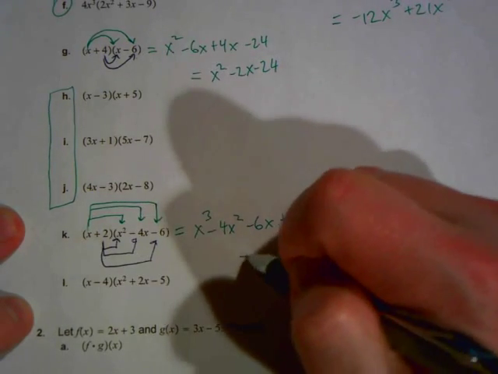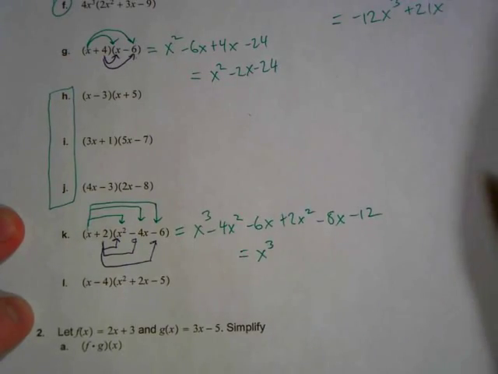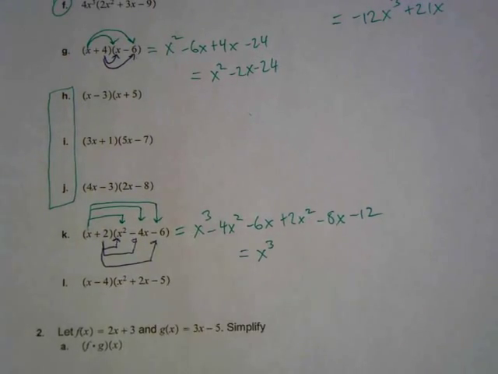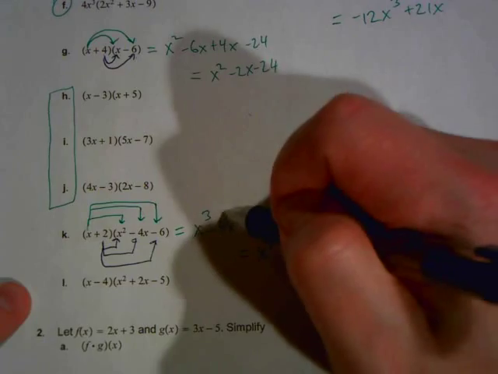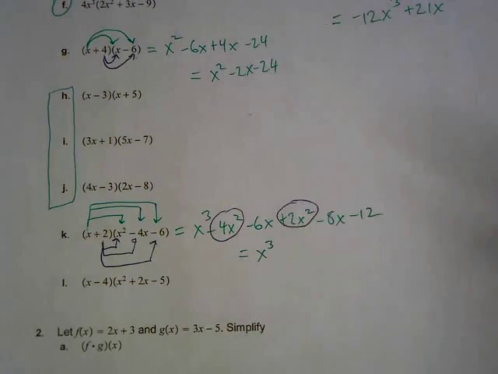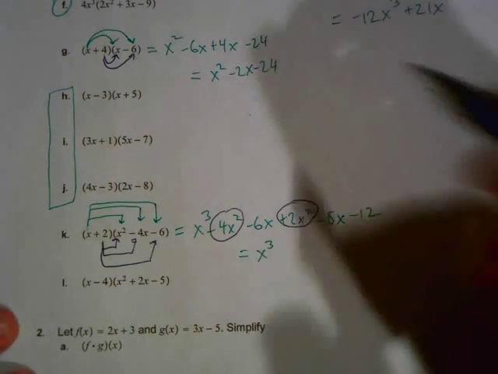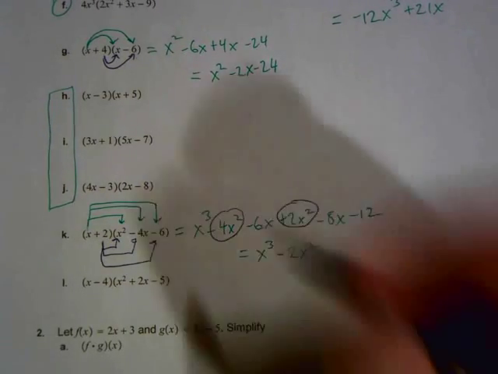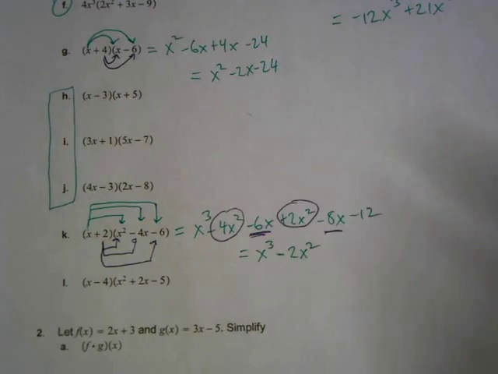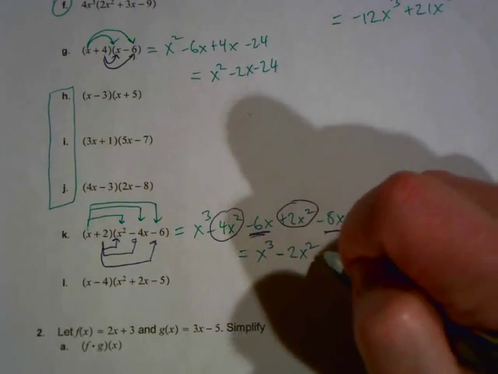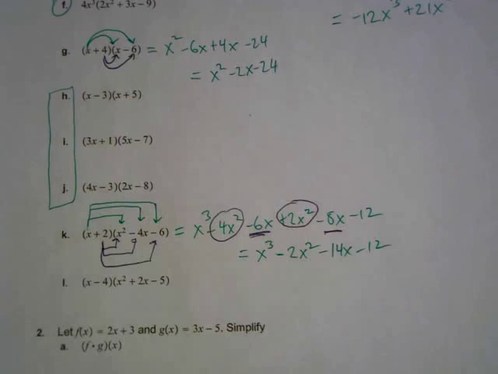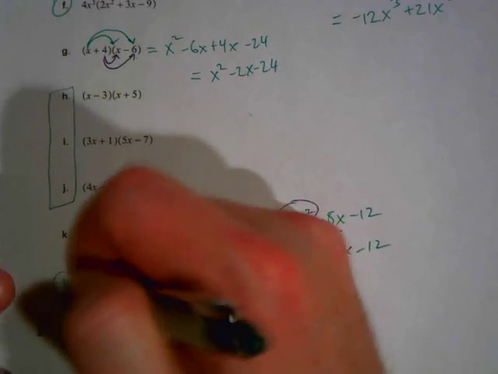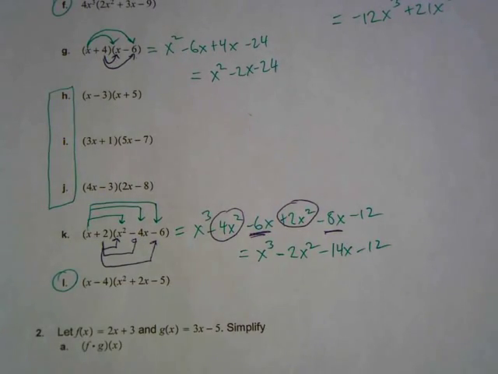I see a couple. Final answer looks like it's going to be x cubed. I see this x cubed. I don't see any other x cubes. I see a couple things that have x squareds in them, so I'm going to put those together. Minus 4x squared and positive 2x squared is negative 2x squared. I see some things that have just the letter x. Minus 6x minus 8x is minus 14x. And finally, there's that number minus 12 floating all by itself on the end. Okay? No big surprise. That one's for you.